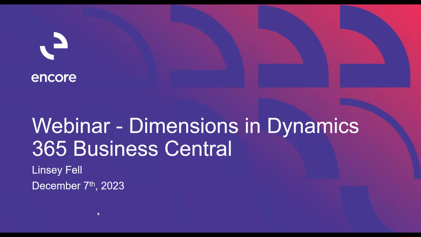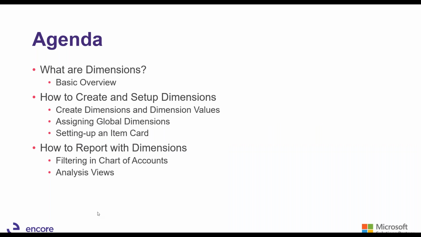So to start off with the agenda, I'll briefly discuss what dimensions are and the different types you should be familiar with. Next, I'll be showing you a demo in Business Central on how to create dimensions and dimension values, along with assigning the global dimensions within the general ledger setup. Lastly, within the setup portion for this demo, I'll go through the process of adding dimensions within a customer card. But keep in mind that dimensions can be set up within any master record, such as item card, vendor card, chart of accounts, by using the same process I'll be going over.